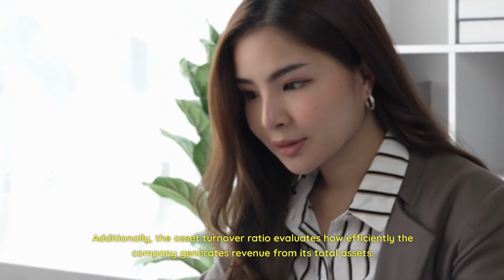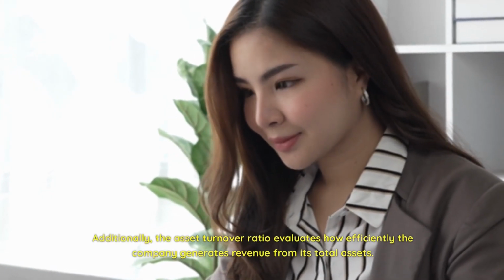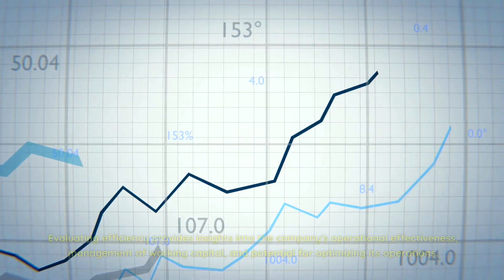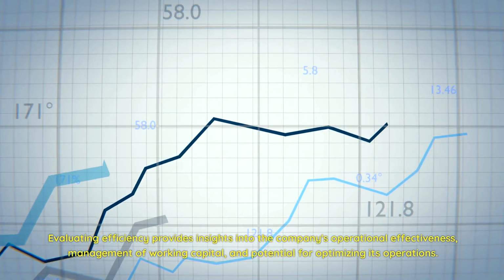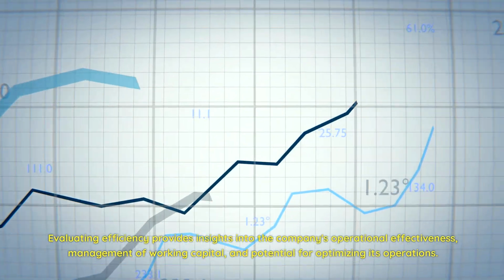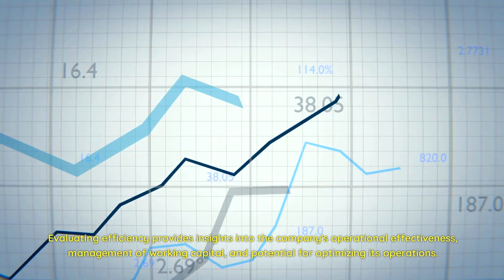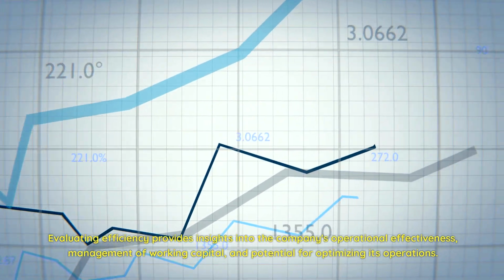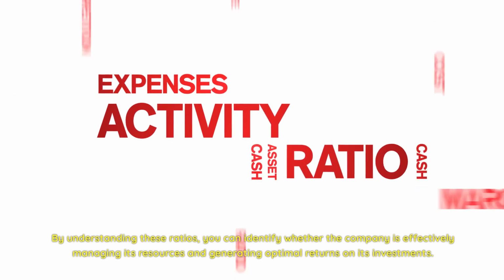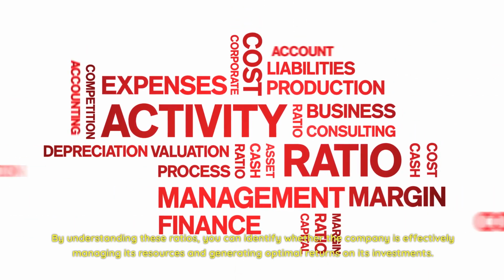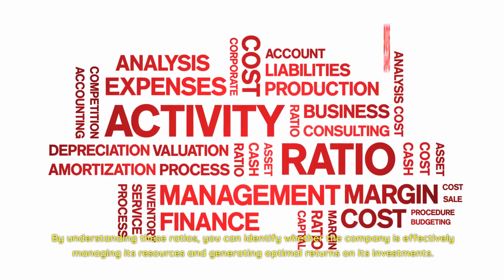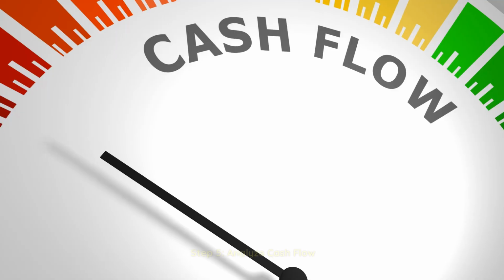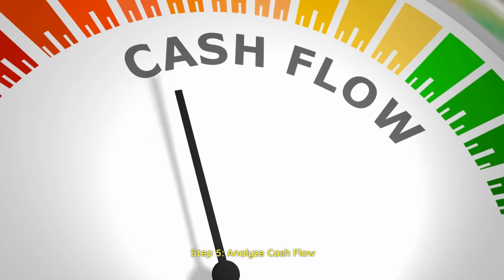Additionally, the asset turnover ratio evaluates how efficiently the company generates revenue from its total assets. Evaluating efficiency provides insights into the company's operational effectiveness, management of working capital, and potential for optimizing its operations. By understanding these ratios, you can identify whether the company is effectively managing its resources and generating optimal returns on its investments.